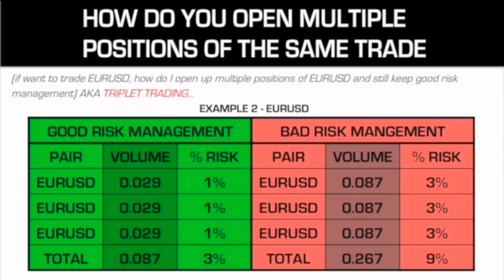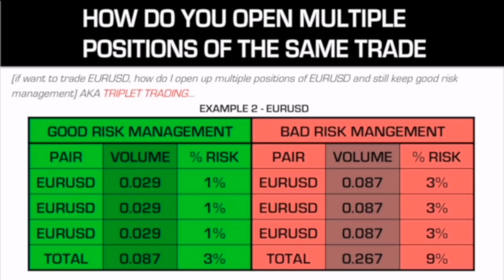You can look at the other side, bad way of doing it. A lot of people like to say, I want to open up 3 trades, and boom, they open up 3 at 0.086. And now instead of risking 3% for that one currency pair, you have now risked 9%. Very bad. There is a reason why I'm very specific to why you shouldn't do it that way.